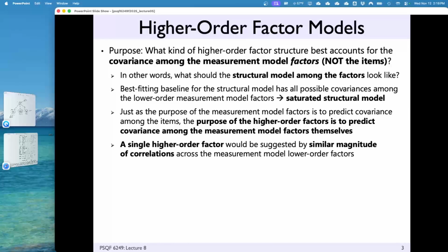The question higher order factor models is asking is what kind of higher order factor structure best accounts for the covariance among the factors themselves. Remember how we talked about a factor model on observed variables. The factors should be variables that measure the same thing, right? If you have more than one factor, within a factor there are higher intervariable correlations than between. The same thing happens when we do a factor analysis of factors.